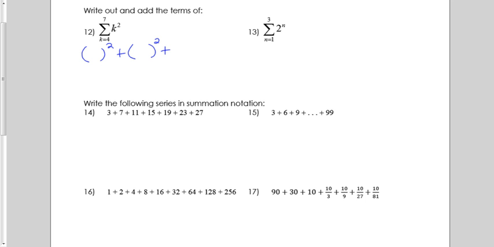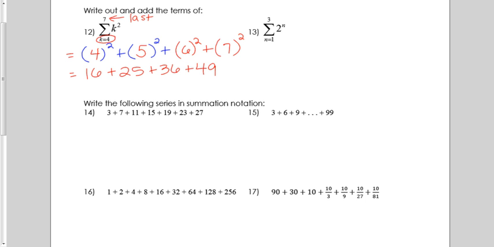I start out by plugging in k is 4. So the first thing I'm going to do is square 4. Then I'm going to square 5. Then I'm going to square 6. In the last term, I'm going to square 7. I'm going to stop because the last thing I plug in is what's on the top of my sigma. Now I can just simplify this. 4 squared is 16, then 25, then 36, then 49. And last, I could just add them up in a calculator, is 126.